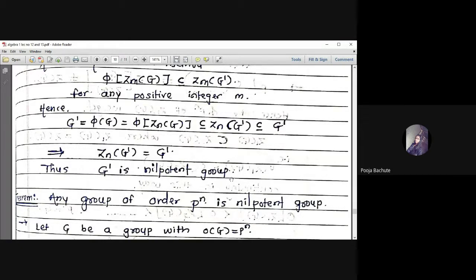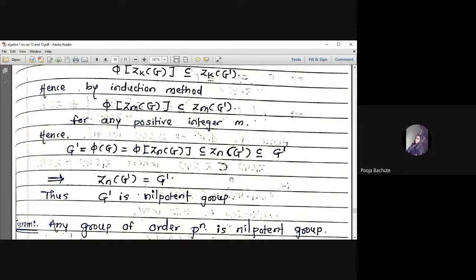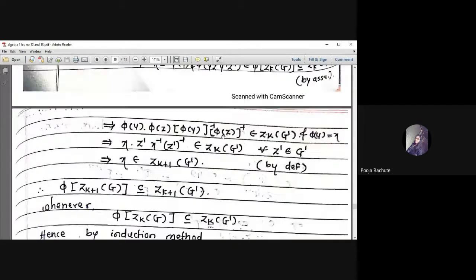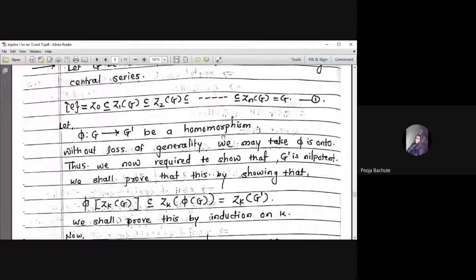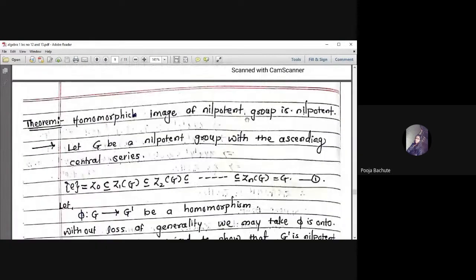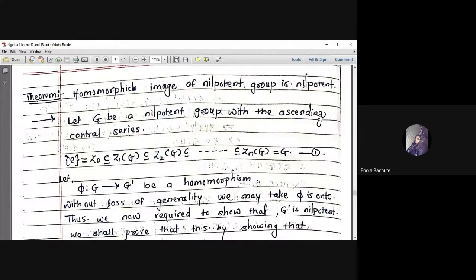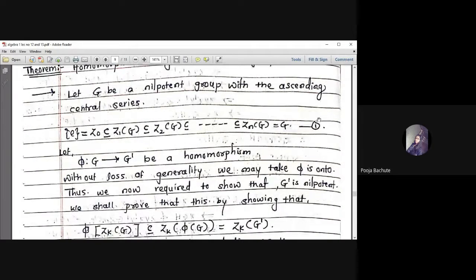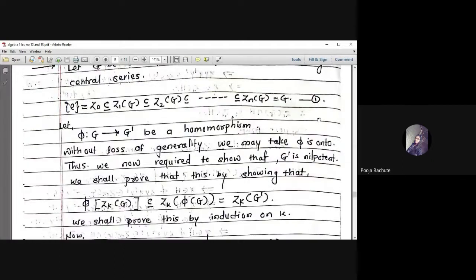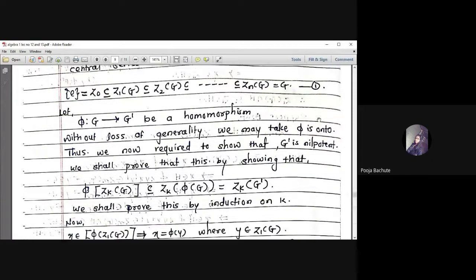Okay, any doubt? So we proved that the homomorphic image of a nilpotent group is nilpotent. Okay, any doubt up to here? Can we move towards the next point?